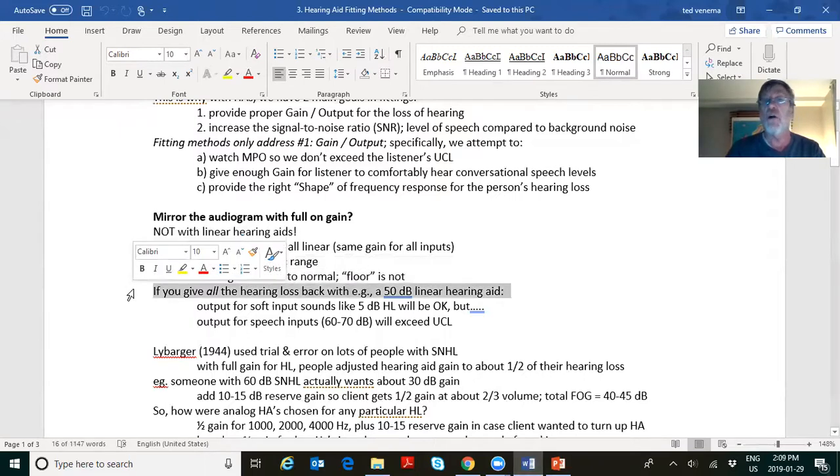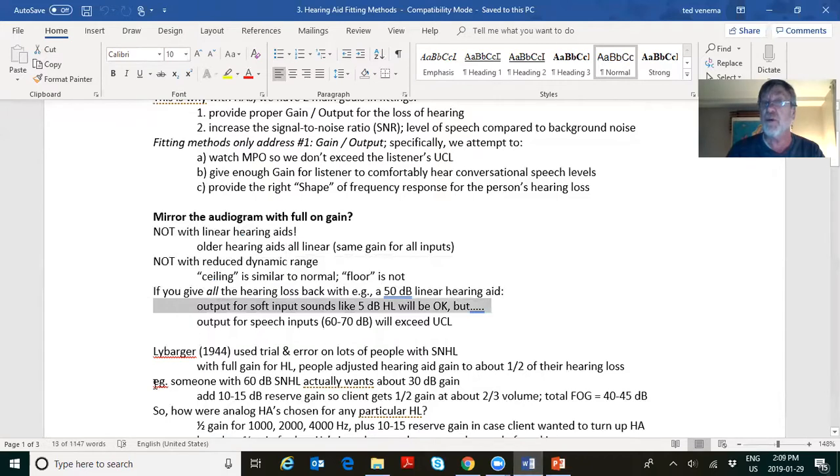If you gave all the hearing loss back with, for example, a 50 dB linear hearing aid, the output for soft inputs like 5 dB would be okay, but the output for speech-like inputs would exceed uncomfortable loudness. It's just what I was talking about while showing you the slides. We were looking at it here in writing.